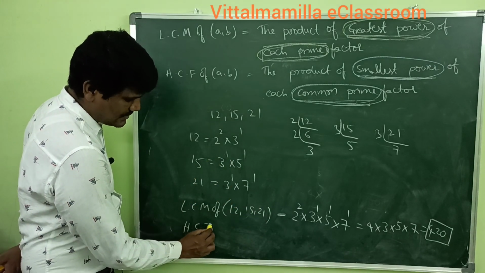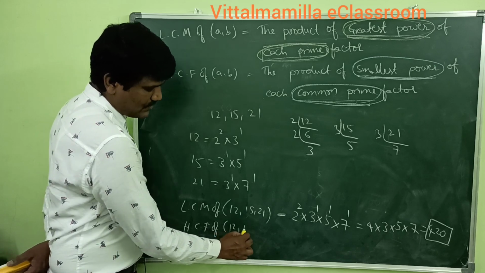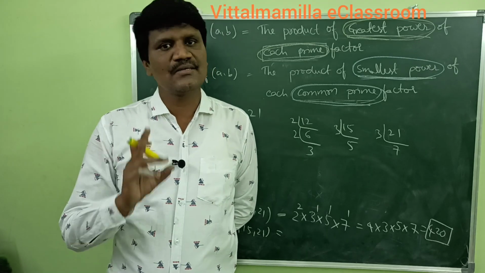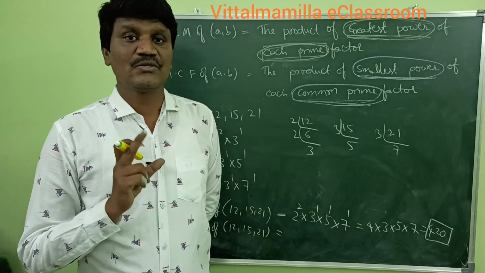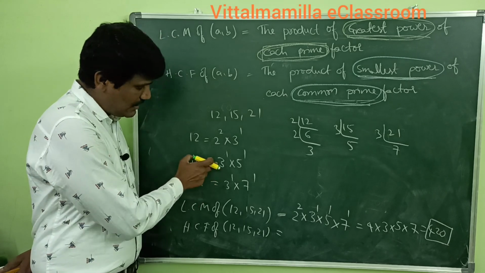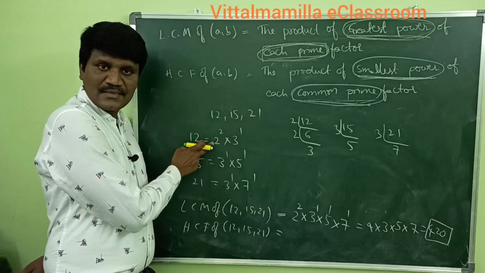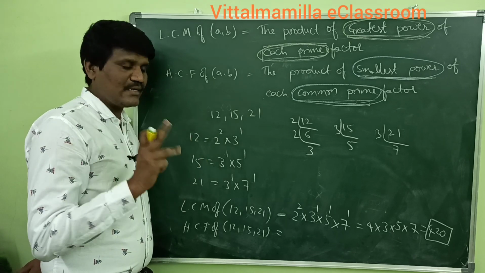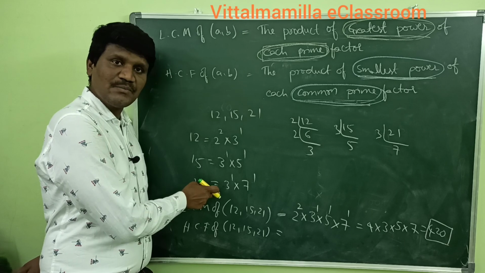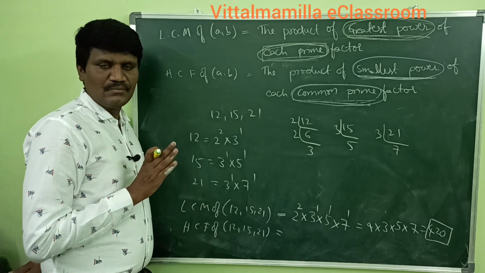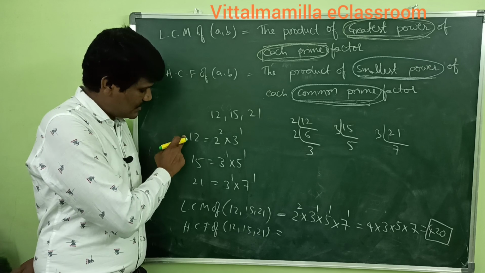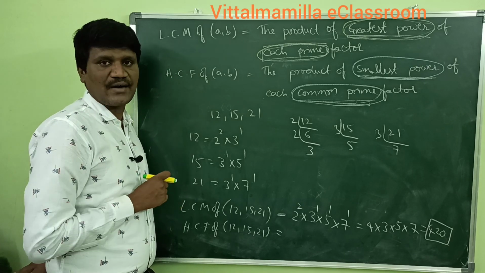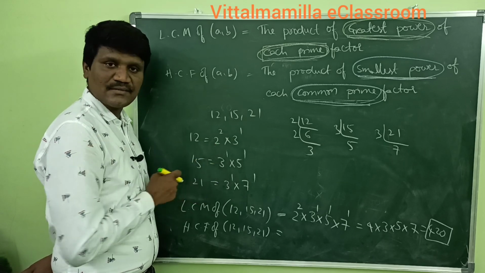Same way, HCF. HCF of 12, 15, 21: here the main thing is you should consider only the common prime. It should be common in all these 3. 2 is there in this one and not in the second one. If it is available in 2 and not in the third one, you should not consider it, because we are finding the prime factorization for 3 numbers, so it should be common in all the 3 prime factorizations. So I should not consider 2.